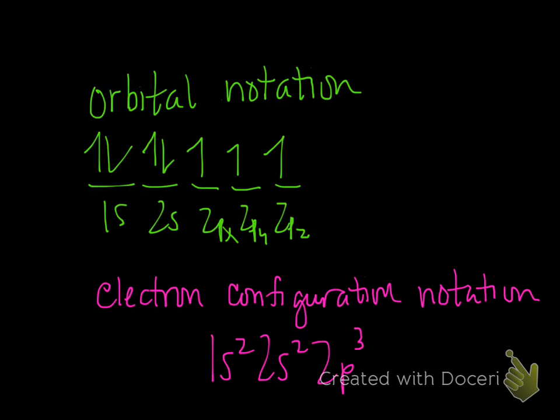Now, in each of these, you are showing electron configuration. The difference is that in orbital notation, you show every orbital, where in an electron configuration notation, you only show the subshells. You'll have plenty of things to practice on. That's it. We'll pick up the last way to show electron configuration next.